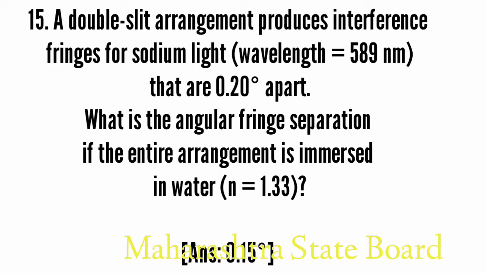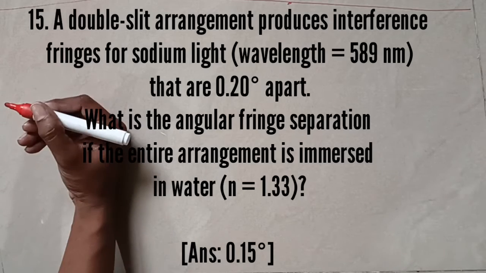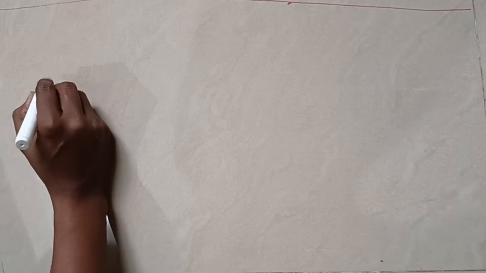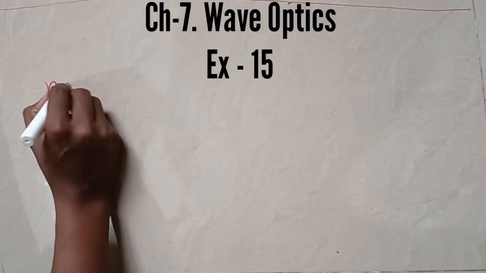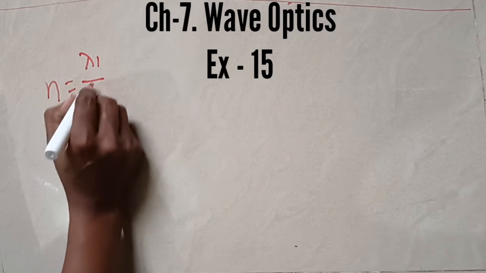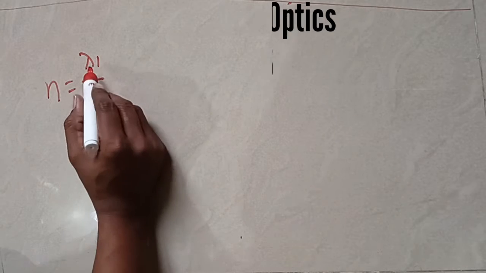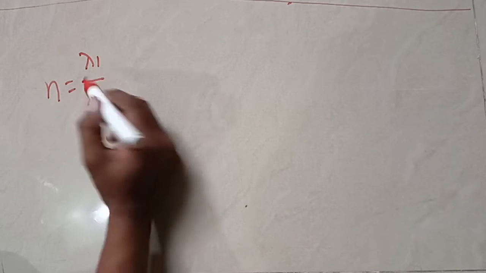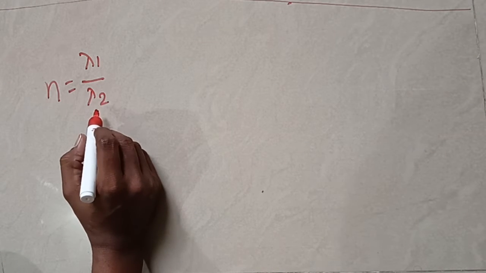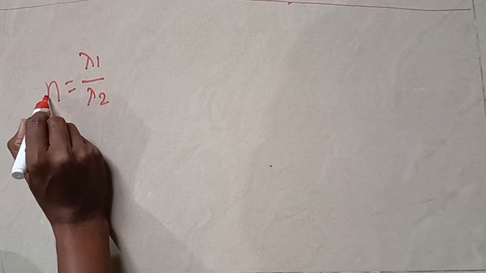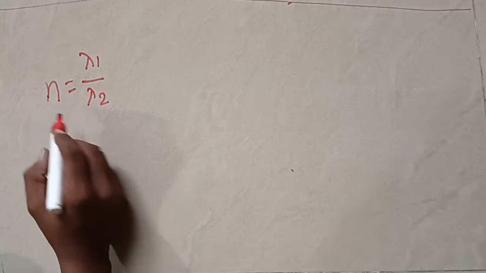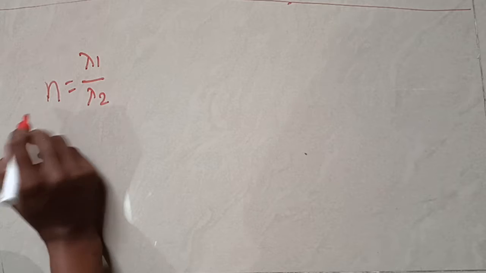Pause the video and read the problem carefully and find out the given. Number 15, we use two basic formulas. First is the relation between refractive index and wavelength, which is n is equal to lambda 1 upon lambda 2. Here lambda 1 is the wavelength of light in the first medium and lambda 2 is the wavelength of light in the second medium. Here the second medium, the refracting medium, has refractive index n.